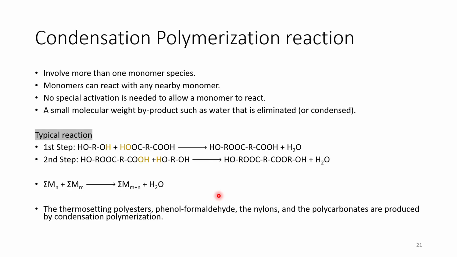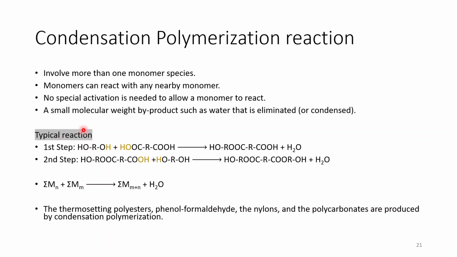Next is condensation polymerization reaction. In this case, you don't require any radicals. It involves more than one monomer species, and the monomers can react with any nearby monomer. And here no special activation is needed to allow a monomer to react. Here a small molecular weight byproduct such as water is eliminated or condensed.